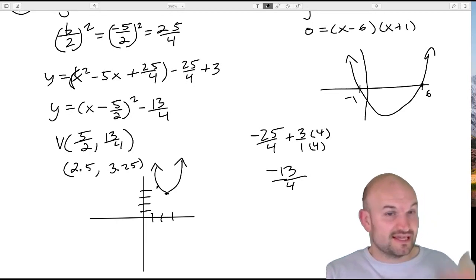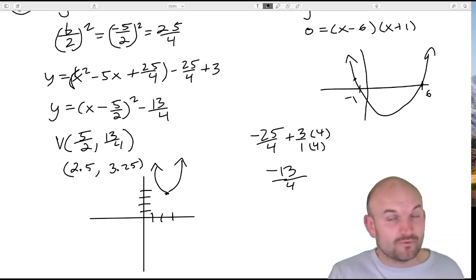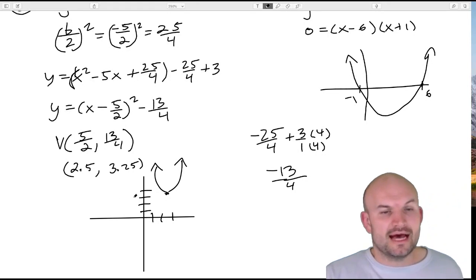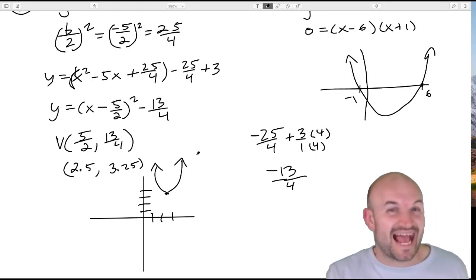So there you go. You can see that it doesn't have any x-intercepts. So that's why this method wouldn't have helped us out. You could also create a table and just plug in numbers. Typically when doing that, though, you want to find the axis of symmetry.